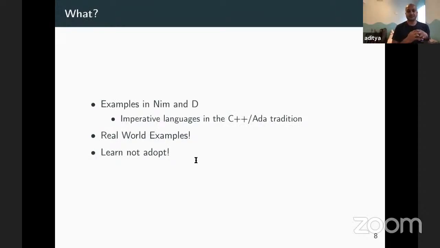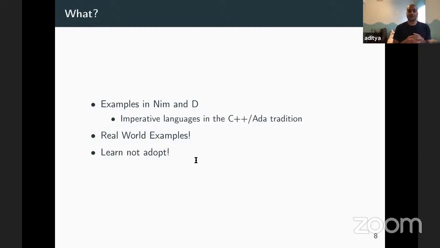So the examples that I'm going to be showing you are in Nim and D. These aren't particularly popular languages, and they're not even functional languages. In fact, they're imperative languages in the C++, Ada, Pascal, Modula, Oberon, Algol tradition, right? So in some ways the farthest thing from functional languages. But I think that the ideas that they have are things that we should be adopting in functional programming languages.